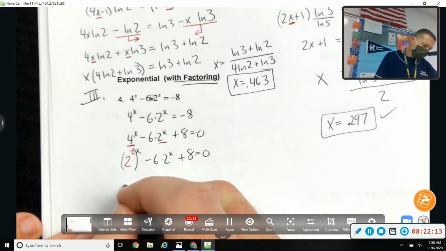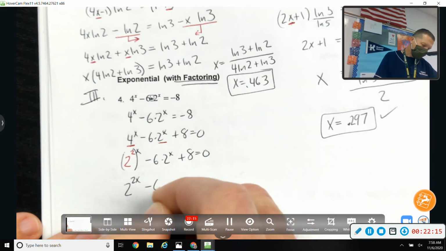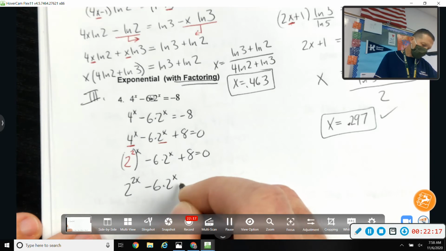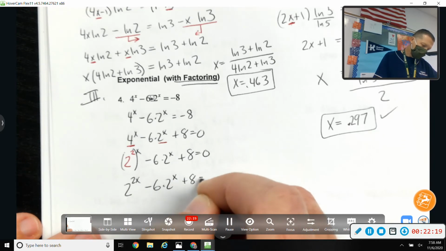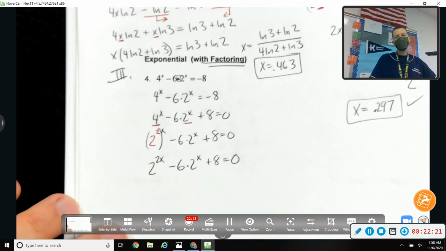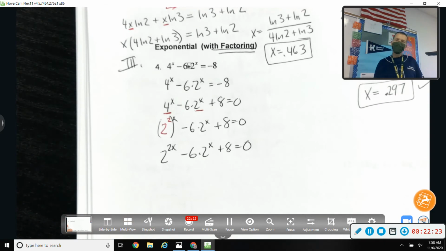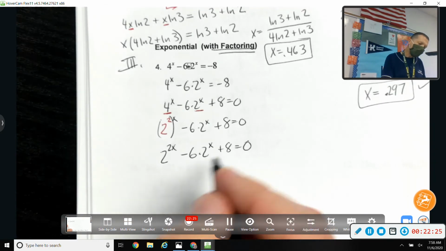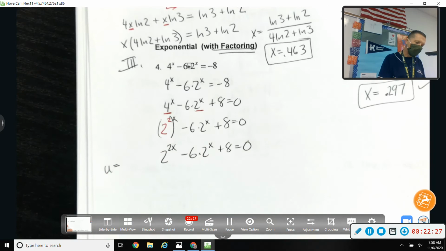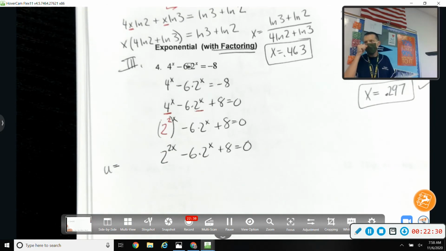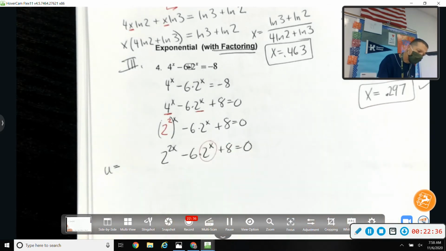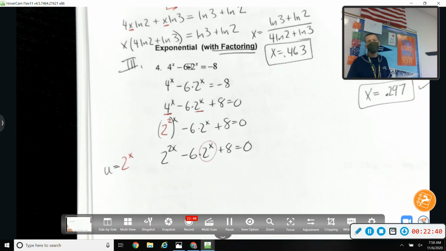So I've got 2 to the 2x minus 6 times 2 to the x plus 8 equals 0. Some people will factor that as is. I want to do a little bit of a trick, and a trick that we use a ton in calculus. I want to let u be that middle term, that 2 to the x term. I'm going to switch things around a little bit.